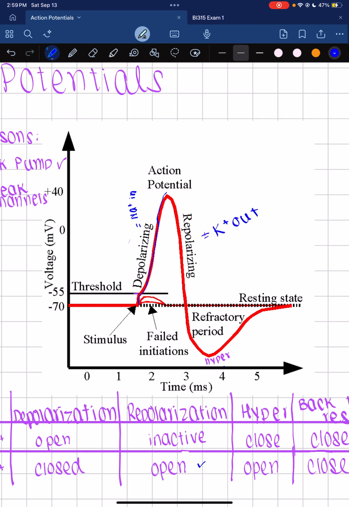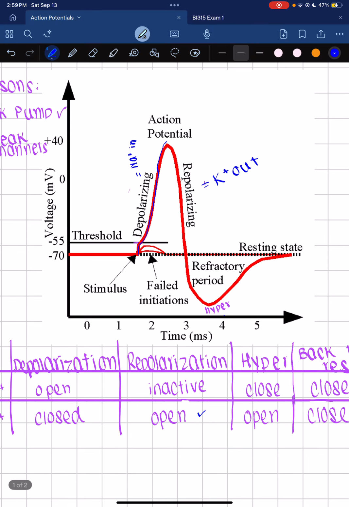The MCAT loves to test this as a cause and effect. Think about it. If the potassium channels are blocked, the neuron stays depolarized for longer. But the potassium channels are a little sloppy. They don't close right away at negative 70 millivolts. Instead, they stay open a bit too long.